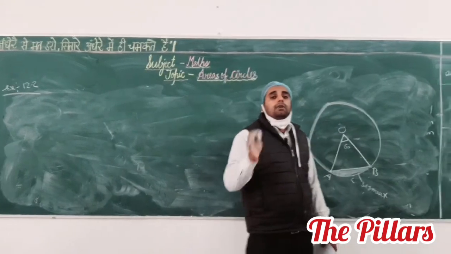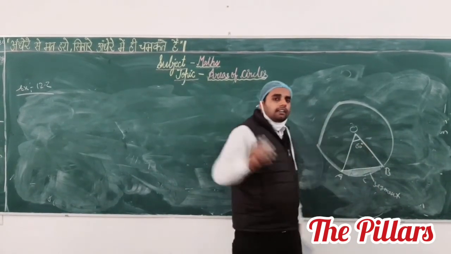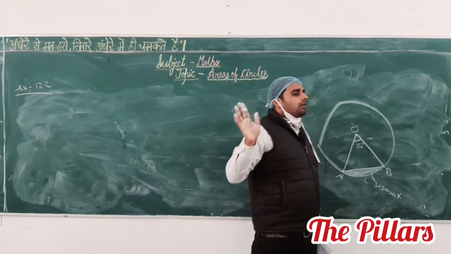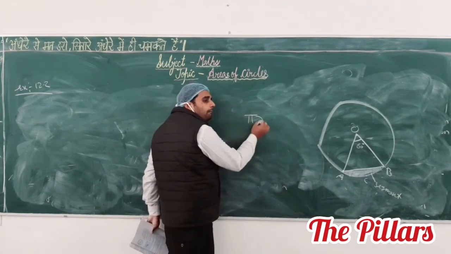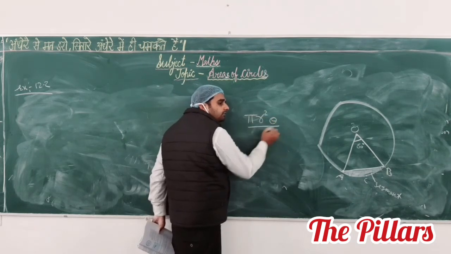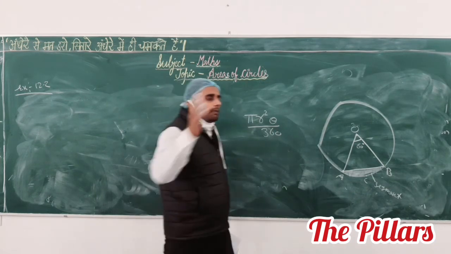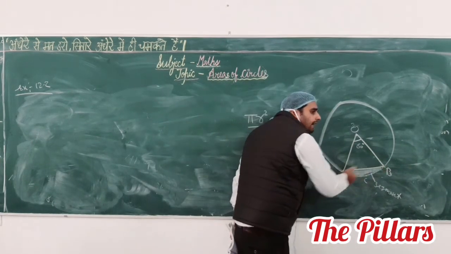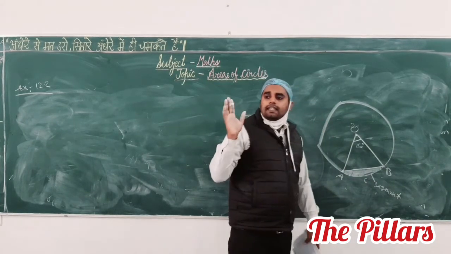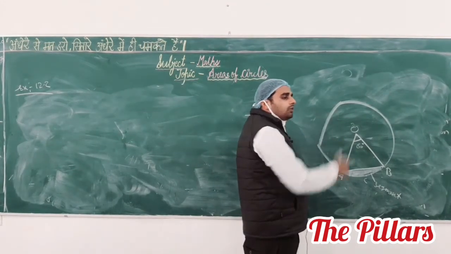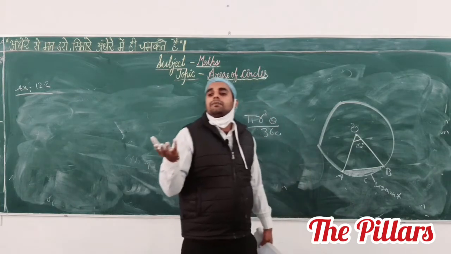Here the question I have asked is: what is the area of the sector? Angle theta is given as 60 degrees. Yesterday we discussed the formula. What is the area of a sector? Pi r square theta upon 360 degree. And whenever you have to find the arc length of the sector, then it is 2 pi r into theta upon 360. But for area, the area of a circle is pi r square.